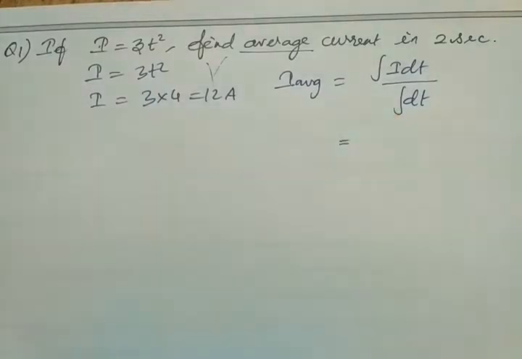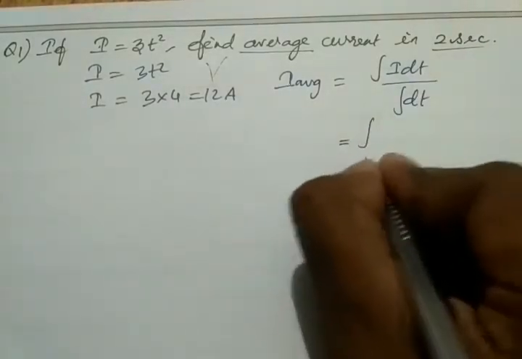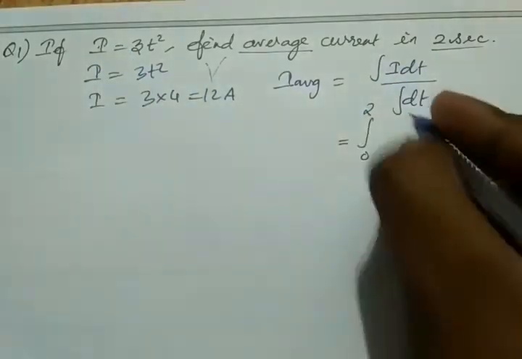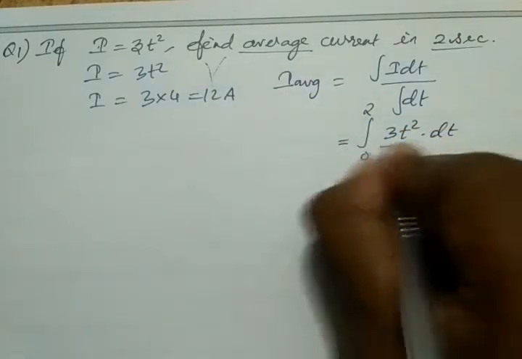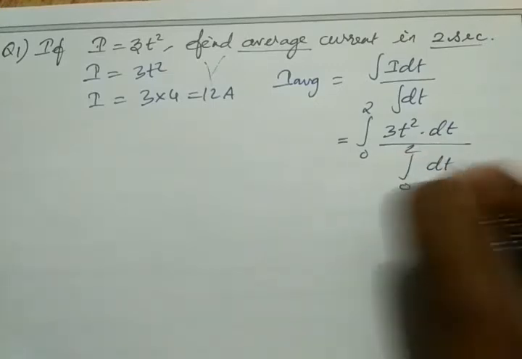Okay, so here the current will change from 0 to 2 seconds. It is given 2 seconds. So we can substitute the limit from 0 to 2 for I dt. The value of I is 3t square. So integration of 3t square into dt divided by, here also 0 to 2, dt.